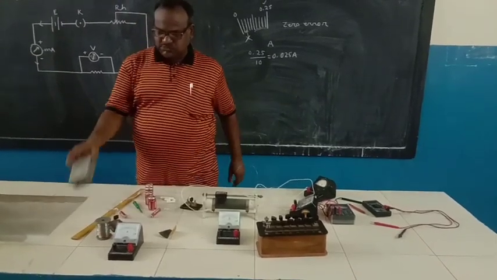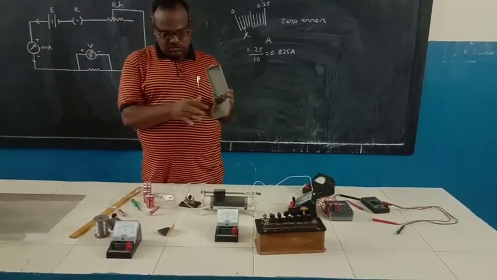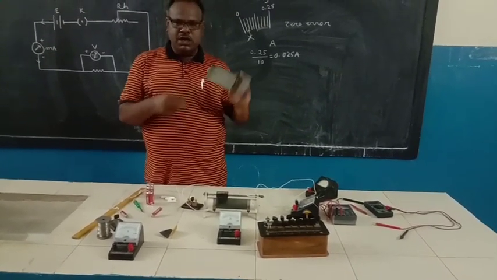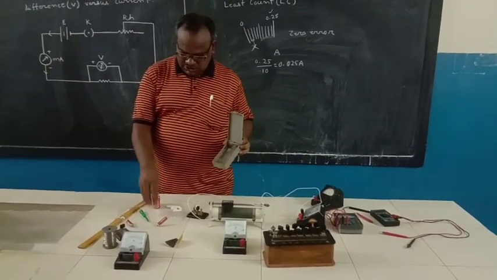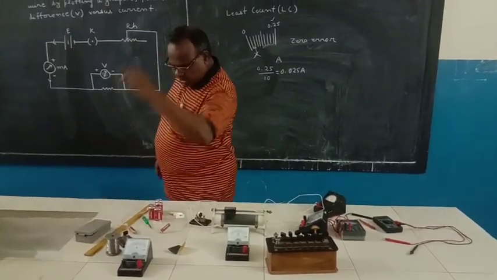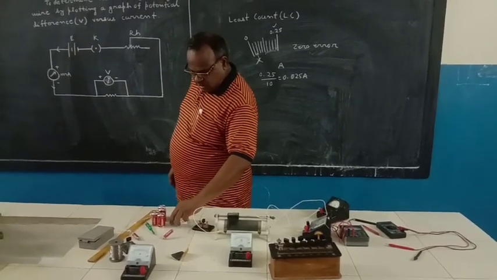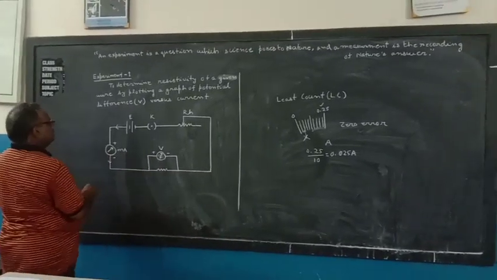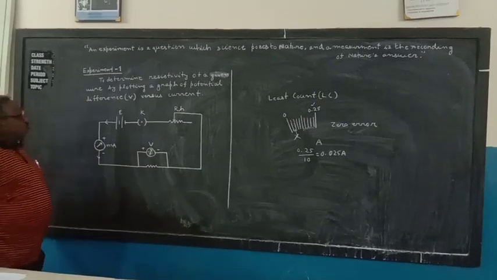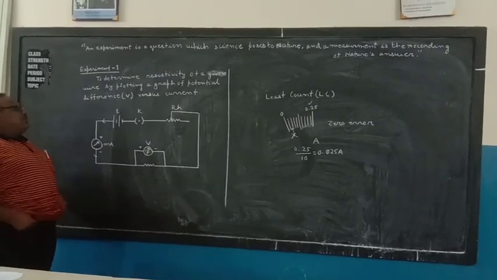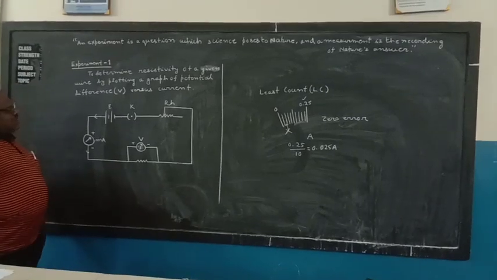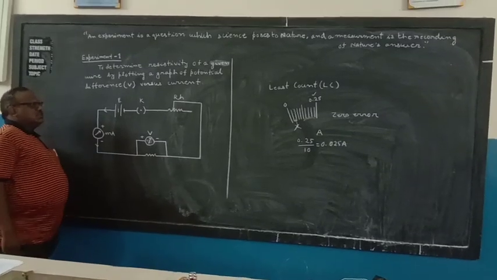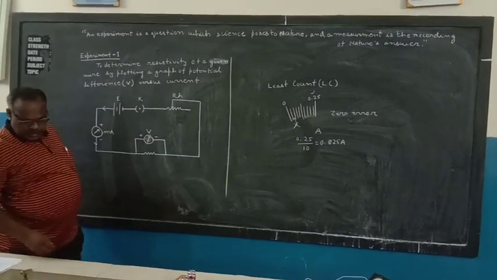This is a battery box. Battery box means I am taking 4 cells like this, so it behaves like a battery. 4 cells, so the total will be 6 volt. In your class 12, the first experiment this time, according to the revised syllabus, is experiment 1: to determine the resistivity of a given wire by plotting a graph of potential difference V versus current I.